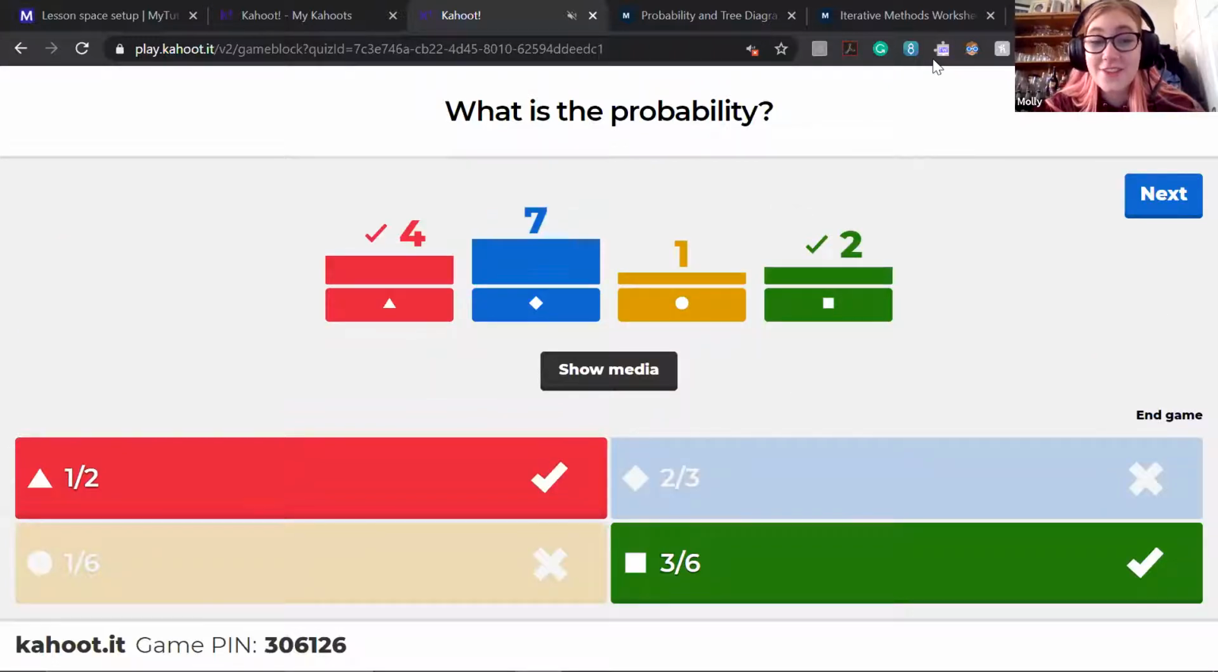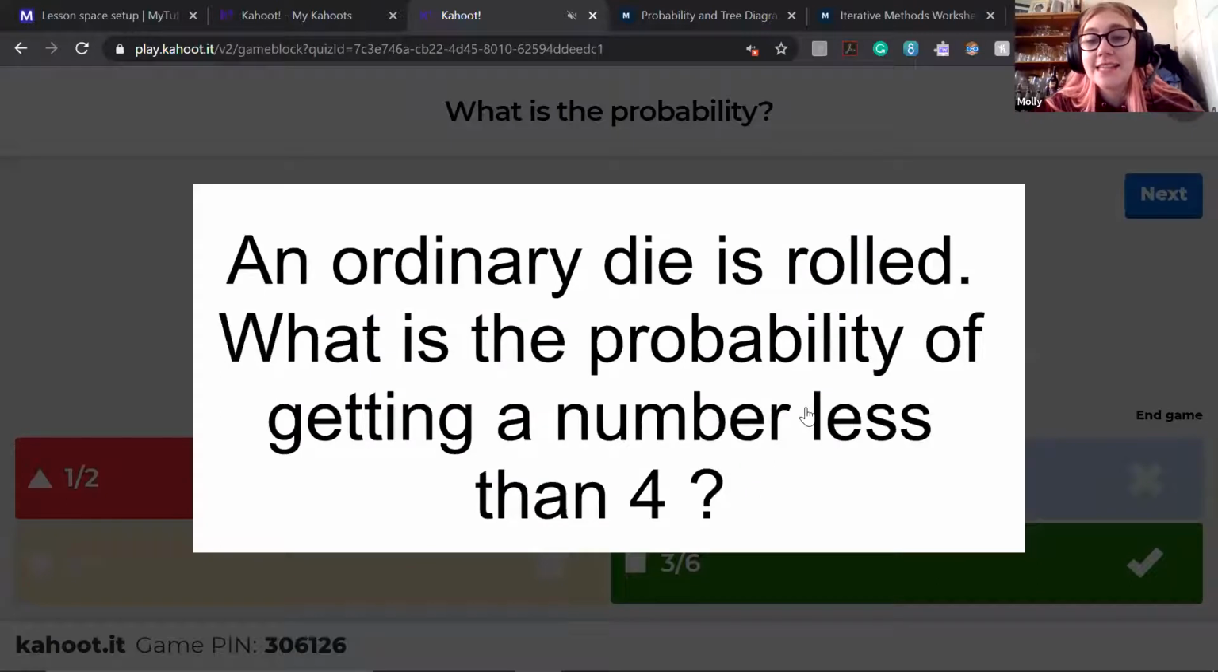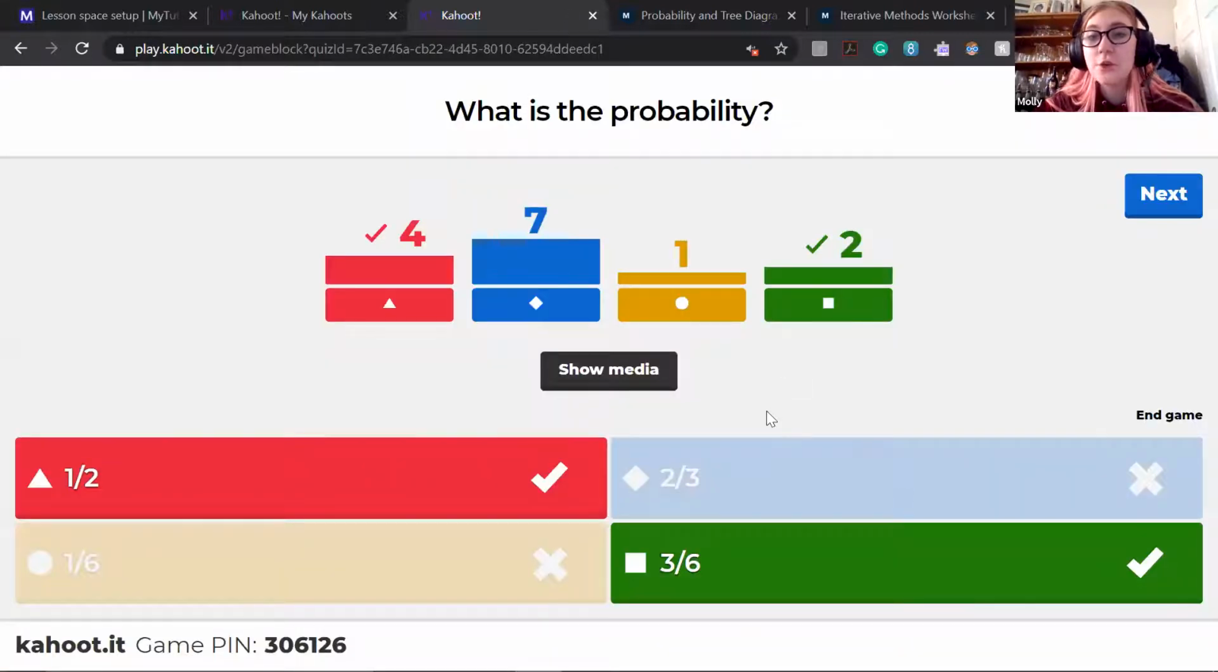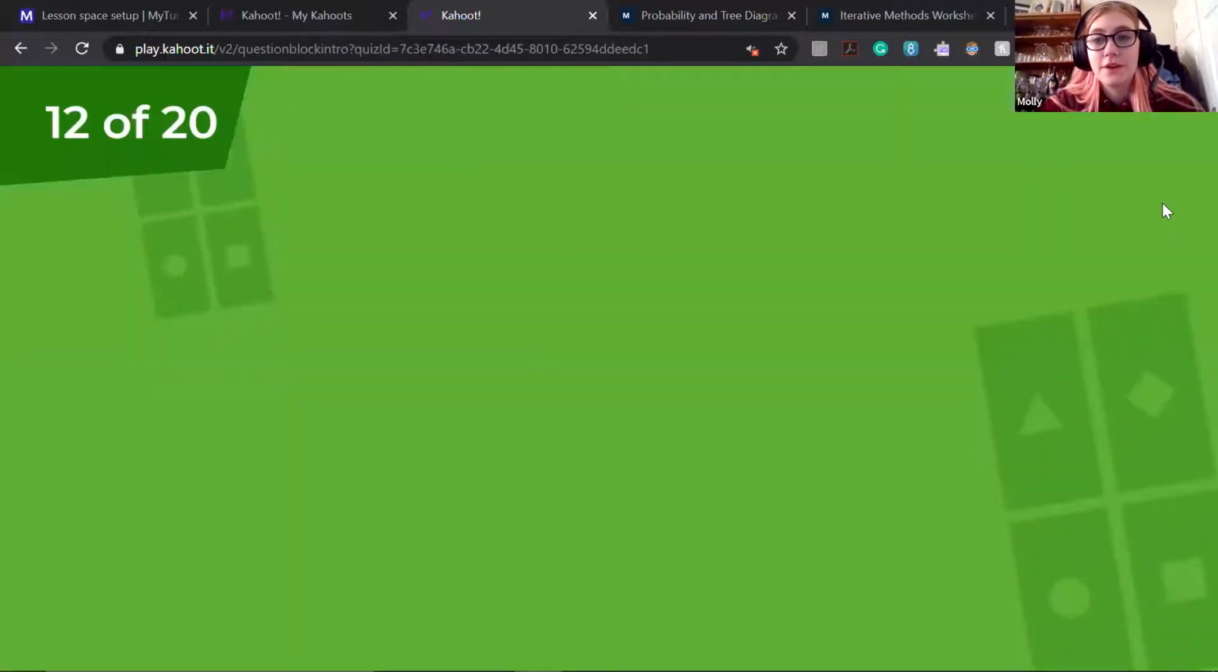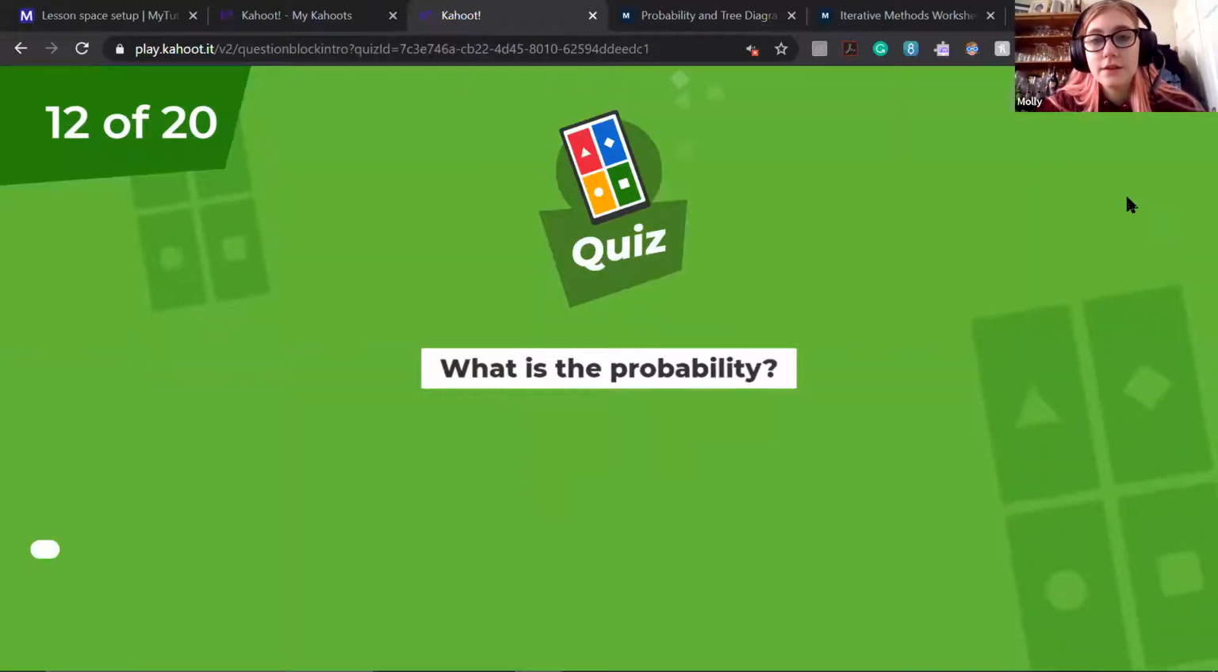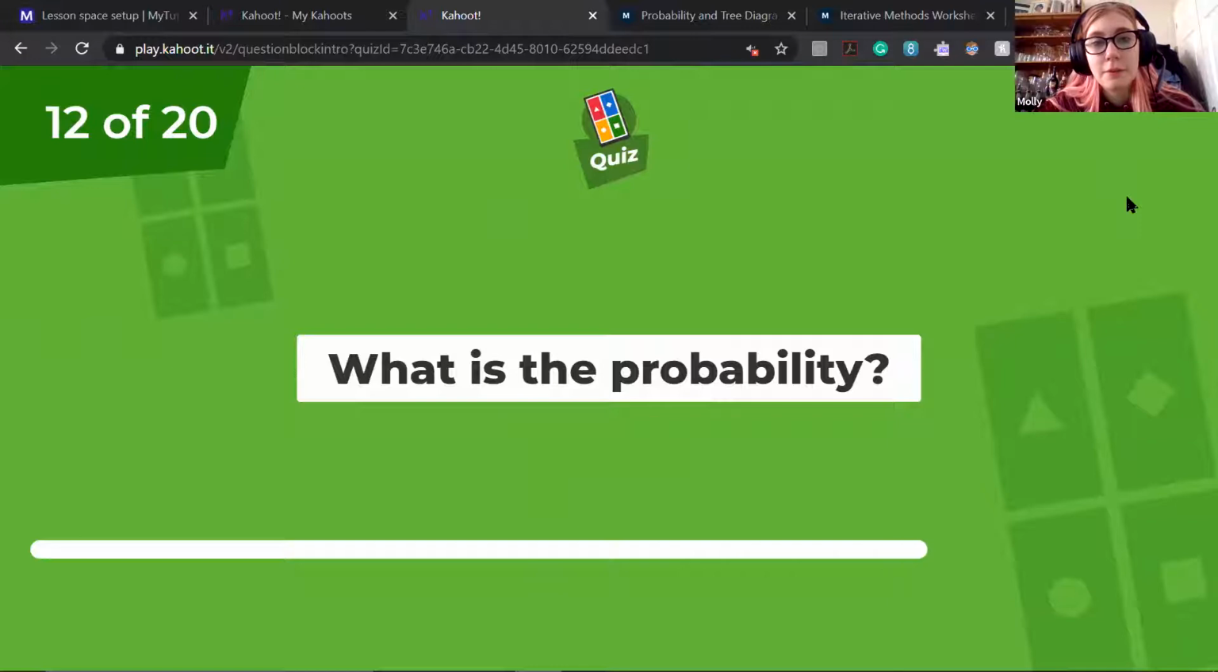Yeah, there were 2 correct answers here. So the people that put 2/3, the reason is because it said less than 4, not less than or equal to. So we're just looking for the numbers 1, 2, or 3. So well done if you put either of those. So again, we're going to have another probability question.